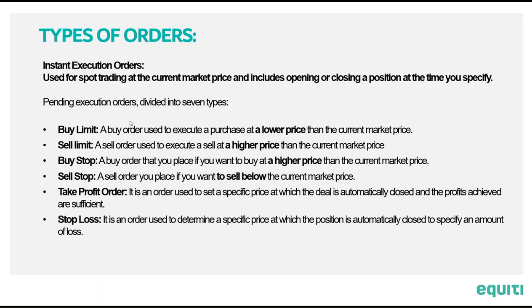So here we have the different types of limit orders and stop orders that I just talked about. A buy limit is used to execute a purchase at a lower price than the current market price. So let's say you don't want to execute the price right now. You think that the price is going to go lower and you want to benefit from the lower price. So you do a buy limit order. The sell limit is the opposite. You want to sell at a higher price than the current market price. So you wait for the price to level up and then you sell from that price. You can also do that.